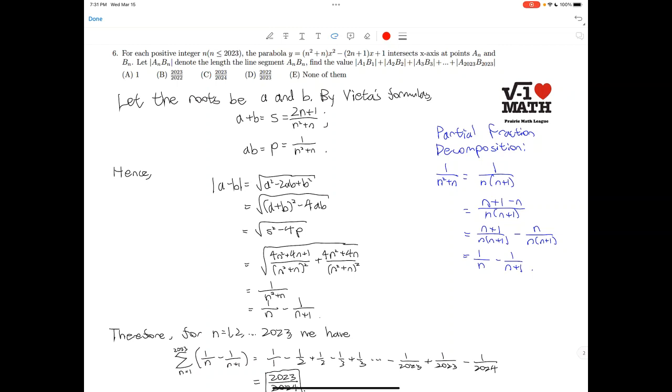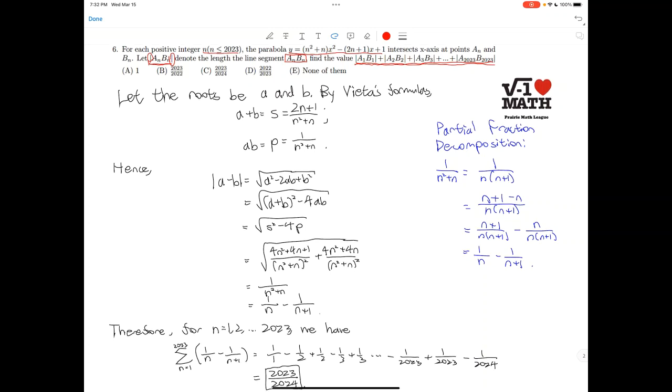For problem number 6, for each positive integer n up until 2023, we have a parabola that intersects the x-axis at points a sub n and b sub n. And let the absolute value of a n b n denote the length of the line segment a n, b n. Then we have to find the value of this expression here.